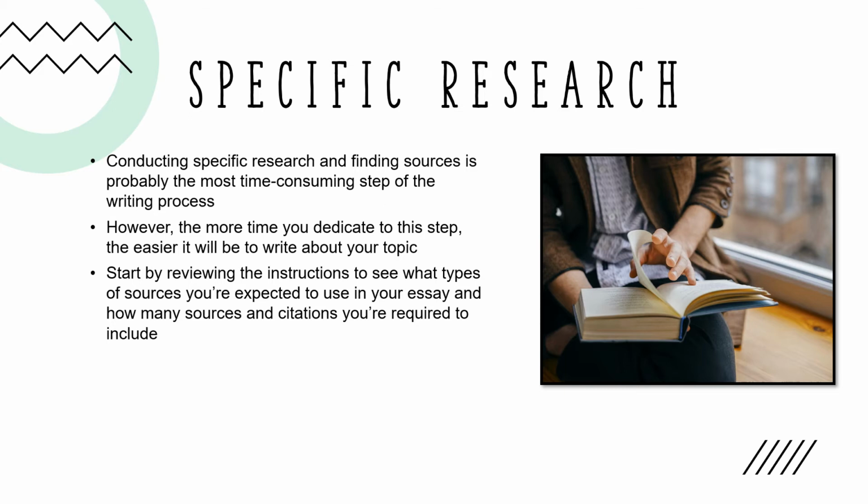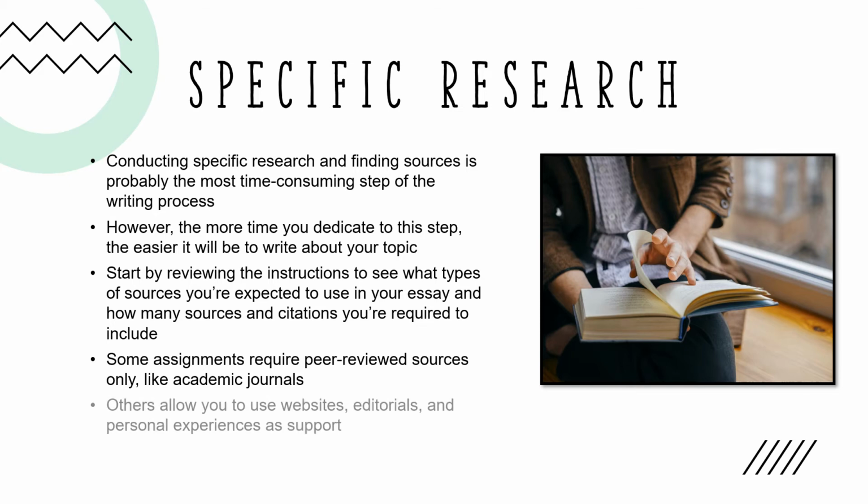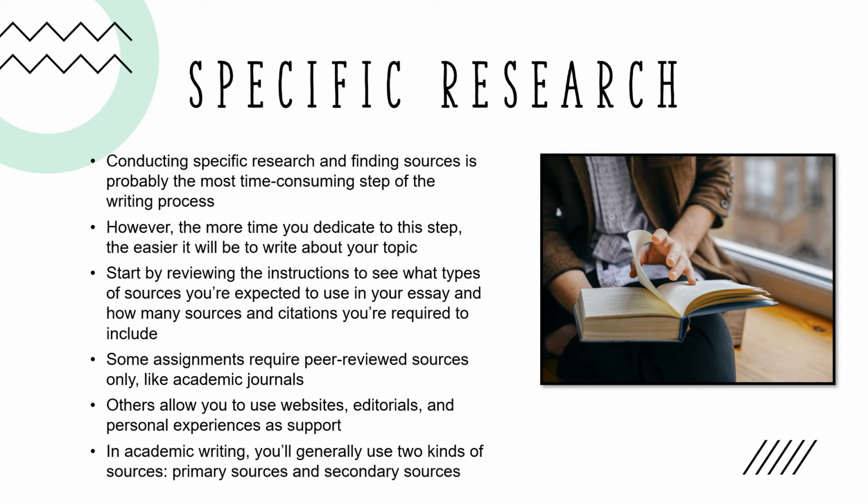For example, some assignments require you to use peer-reviewed sources only, like academic journals, while others allow you to use websites, editorials, and personal experiences as support. In academic writing, you will generally use two kinds of sources: primary sources and secondary sources.